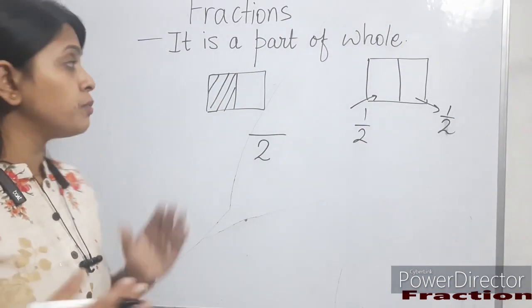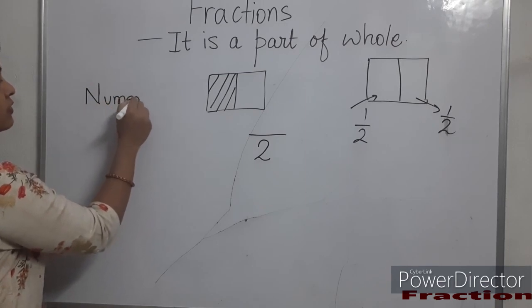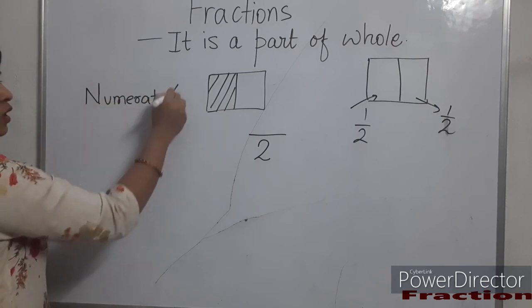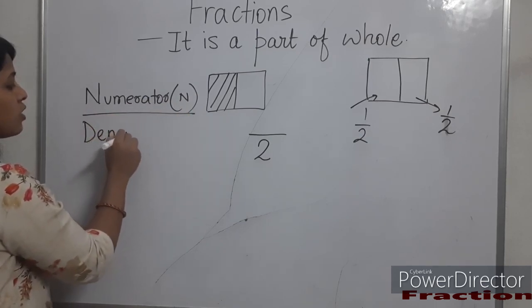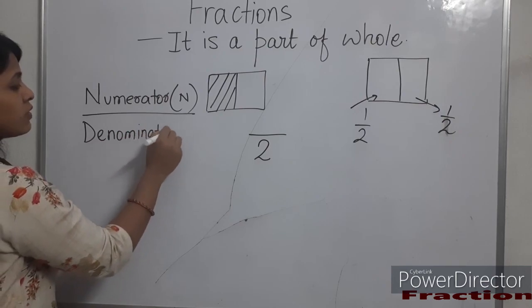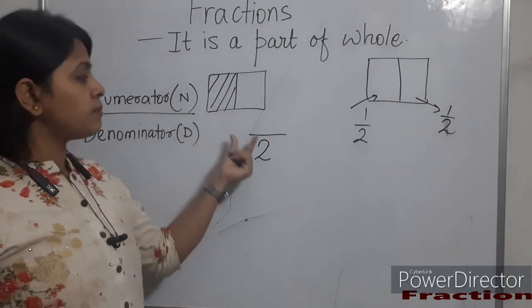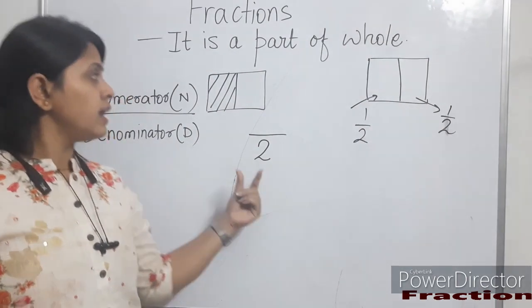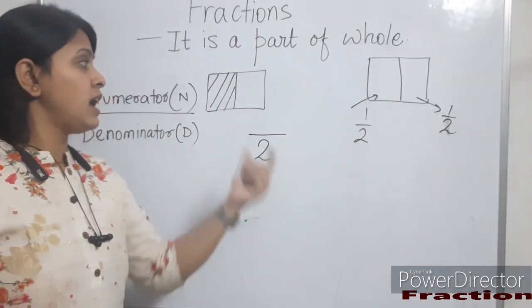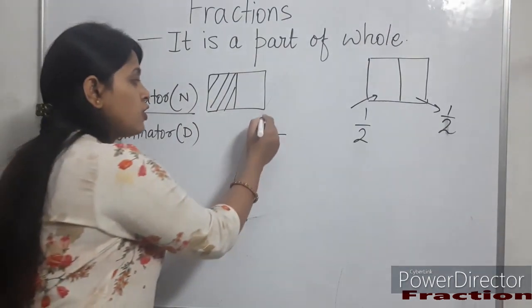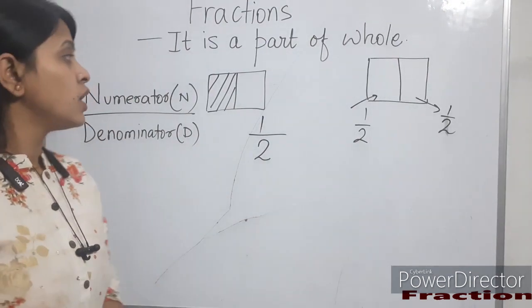Now you should know what numerator and denominator are. The upper part of the fraction is called the numerator, denoted by n, and the lower part of the fraction is called the denominator, denoted by d. So here the total parts have been written at the denominator. Now, how many portions are shaded? Only one part is shaded. So we can write it like this, 1/2.